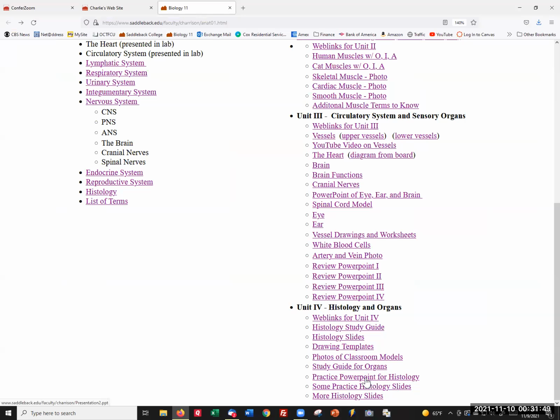I have some practice PowerPoints for histology. I'm not overly thrilled with all of the pictures here, but some of them are absolutely great. There's 3 links here: practice PowerPoint for histology, some practice histology slides, and more histology slides. And I've got more too. Let's hit the last.